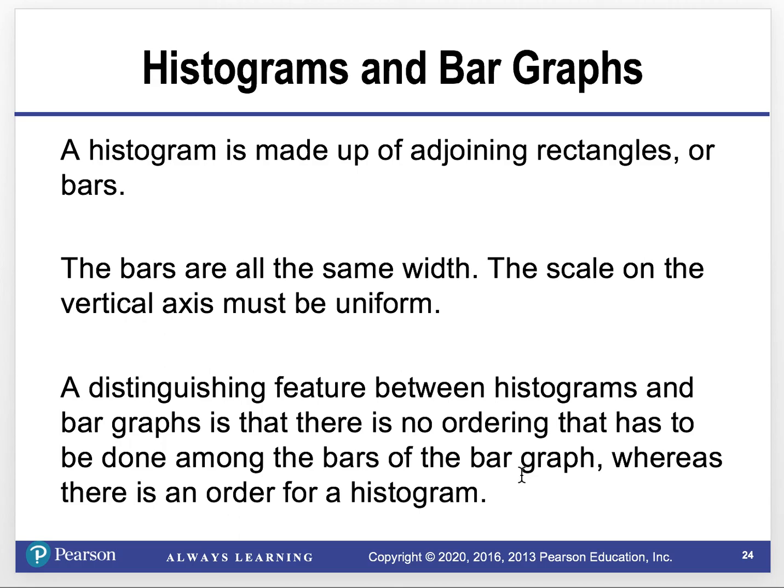If we want to study the color car students drove, it wouldn't matter if we put the red bar first or the blue bar first. Right? Whereas a histogram uses numerical data only, so it has to be ordered, right, in numerical order. And on a histogram, the bars must touch. That's what this means, adjoining up here. The bars must touch, and they got to be the same width.